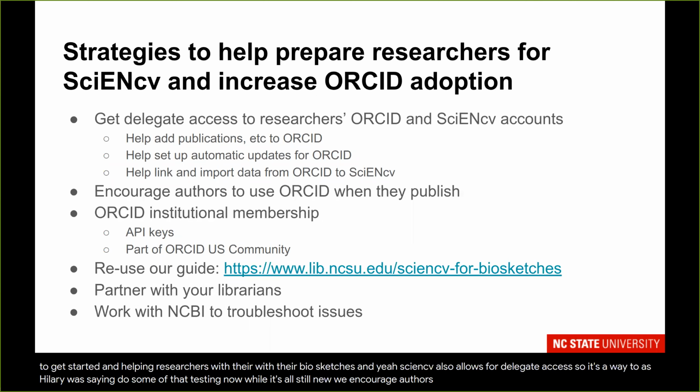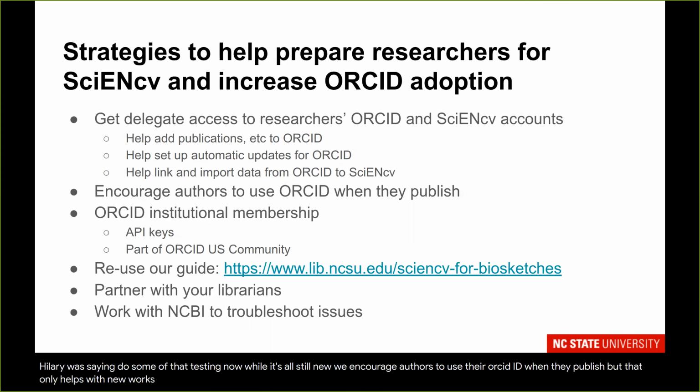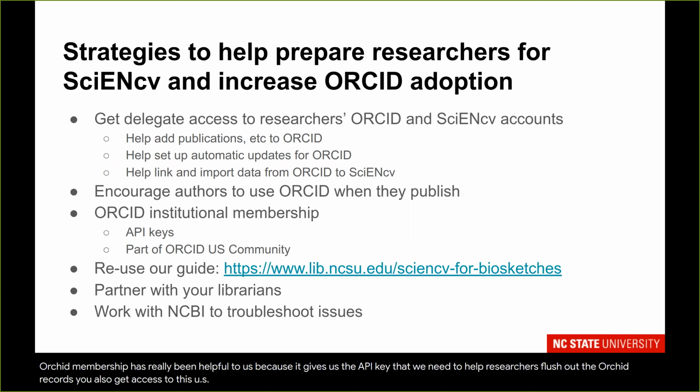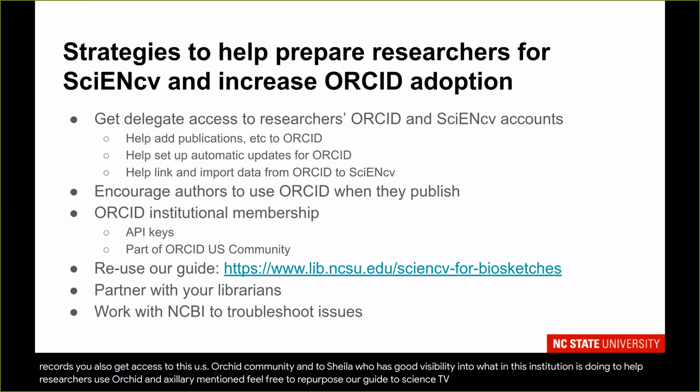We encourage authors to use their ORCID ID when they publish, but that only helps with new works. So try to see what other approaches you can take to help folks get that backlog of publications there. The ORCID membership has really been helpful to us because it gives us the API key that we need to help researchers flesh out their ORCID records. You also get access to this US ORCID community and to Sheila, who has good visibility into what an institution is doing to help researchers use ORCID. As Hillary mentioned, feel free to repurpose our guide to SciENcv.